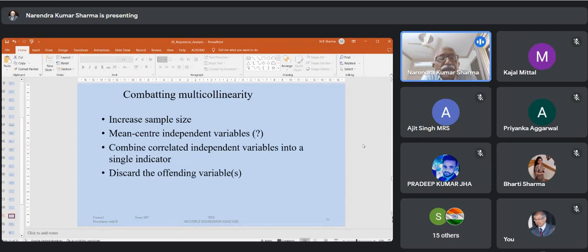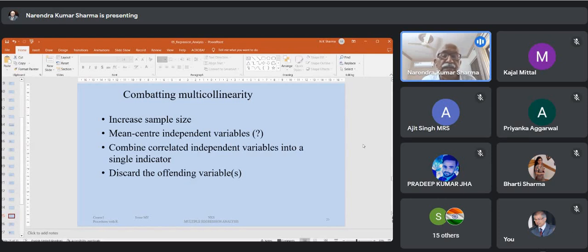Then how do we combat multicollinearity? Increase sample size, mean center independent variables. Many people suggest that, but there's a question mark. You get the same results if you mean center the data. What mean centering does is that all variables have the same origin, 0, because they are centered about the mean of that particular variable. So every variable has a 0 to begin with. If we assume that we have defined 0, this goes well with the ratio scale definition. If every variable has a 0 which can be identified, then that's a good scale, a ratio level scale, and we are moving to the ratio level scale, and therefore our model will be good.